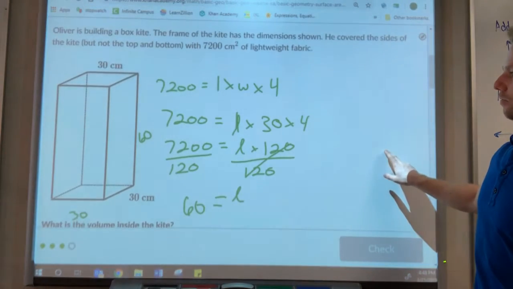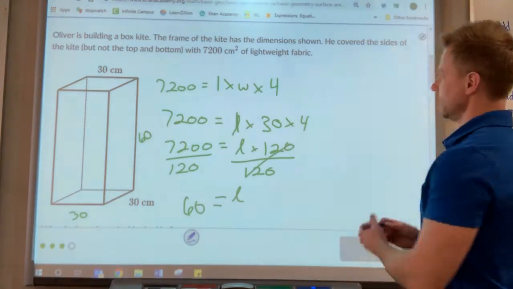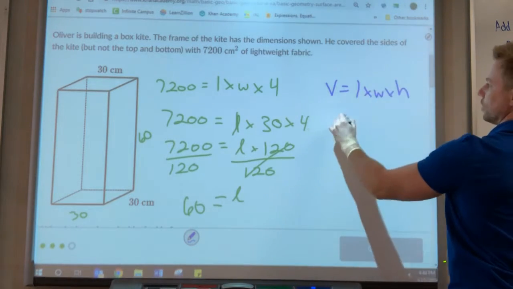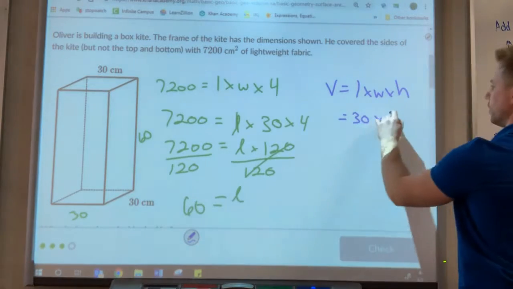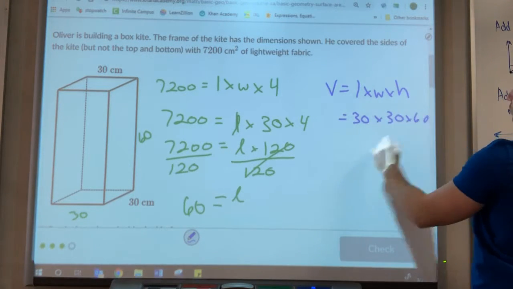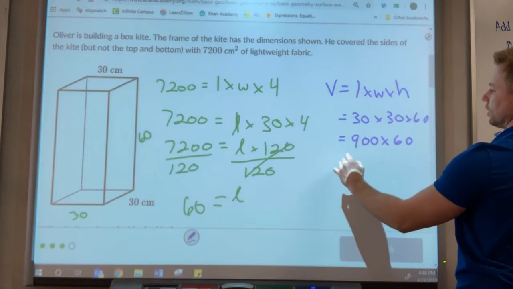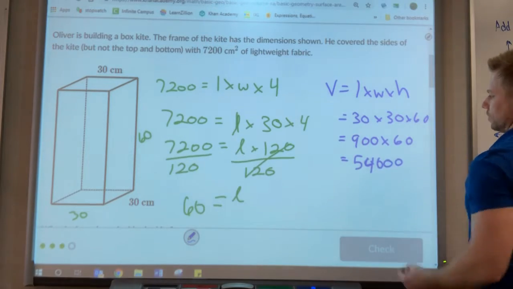And we're trying to find the volume. So then we can just do length times width times height, which would be 30 for the length, 30 for the width, and 60 for the height. That would be 900 times 60, which would be 54,000.